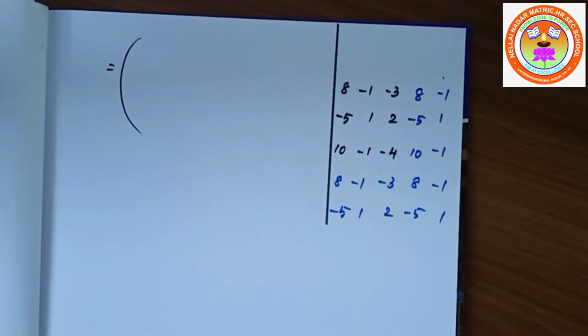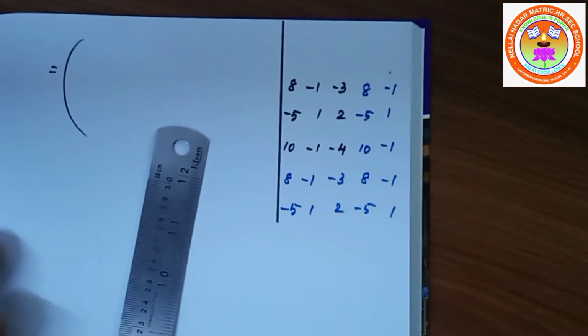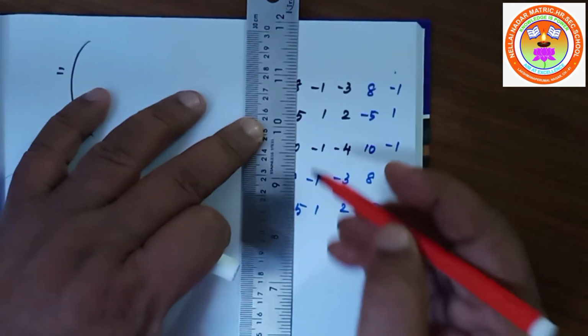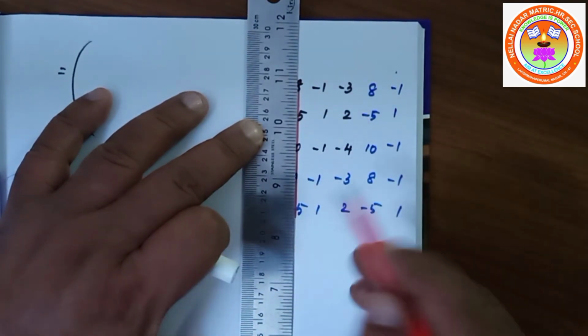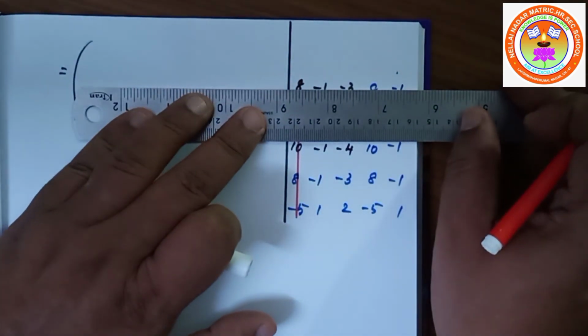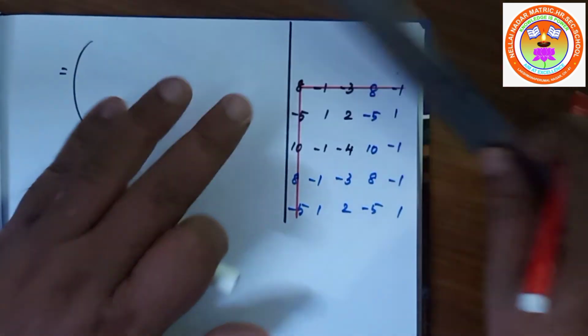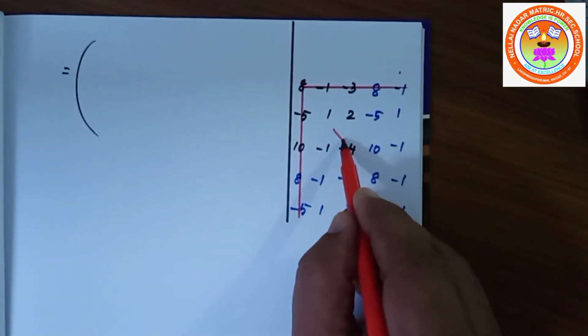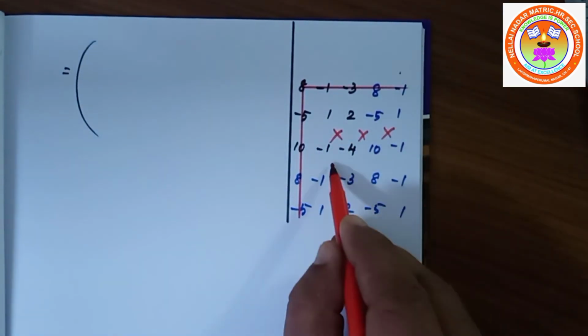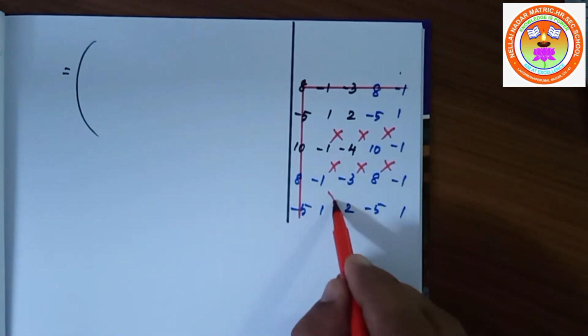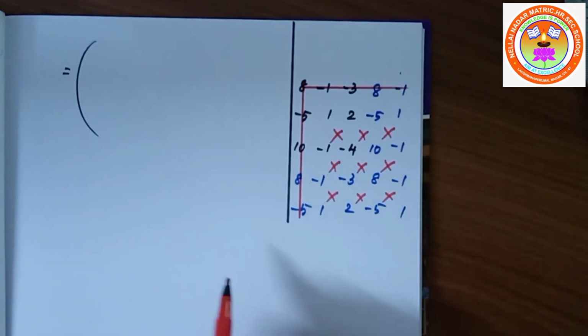After that you have to strike out that first column and first row. First column and first row to be striked out. Yes, after that we have to put like this. Each and every one should be considered as a 2 by 2 minor. Then we can start multiplying.